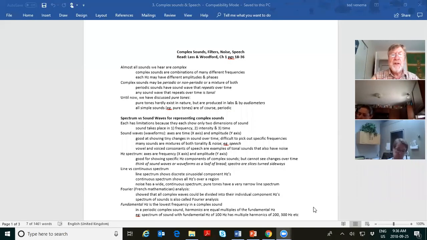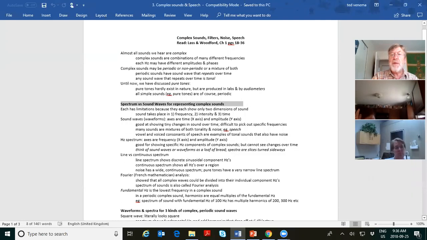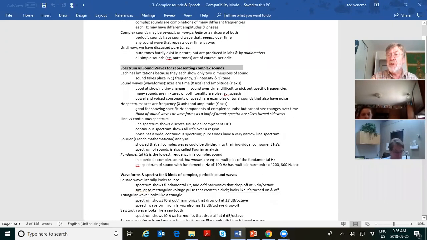All right, spectrum versus sound waves for representing complex sounds. I remember showing you a spectrum way back in Unit 1, and I said in a few weeks we're going to pass this way again. Well, now we're passing this way again. You've got two ways to represent sound. One's a sound wave, and the other one is a spectrum. So let's look first at a sound wave and then contrast that to a spectrum.